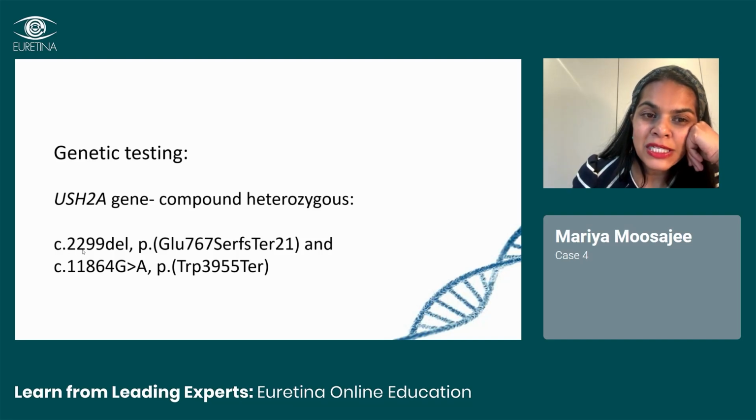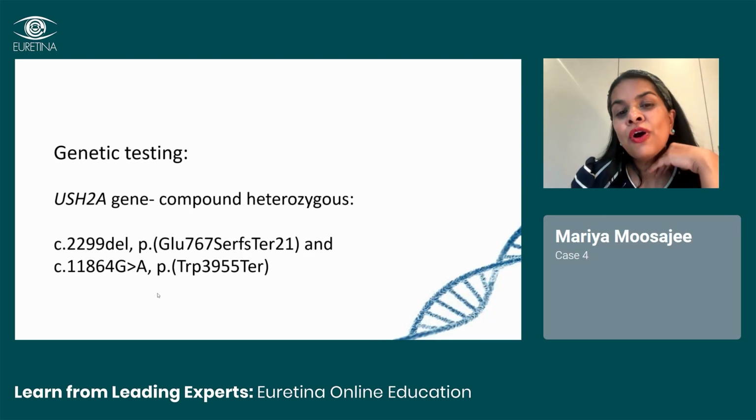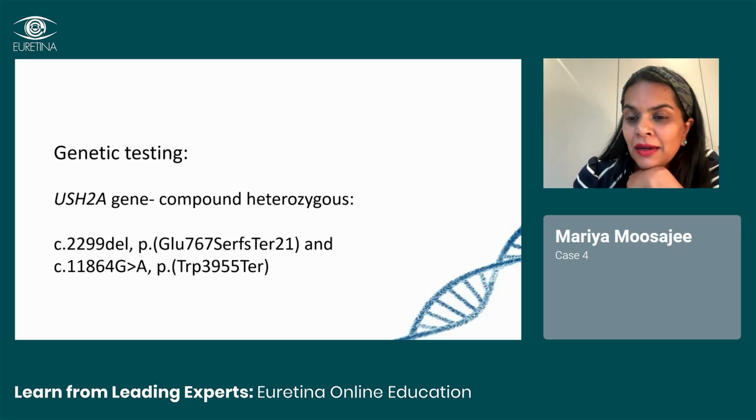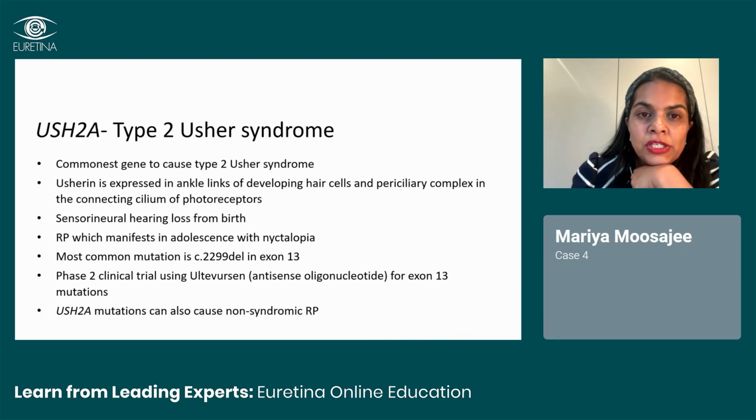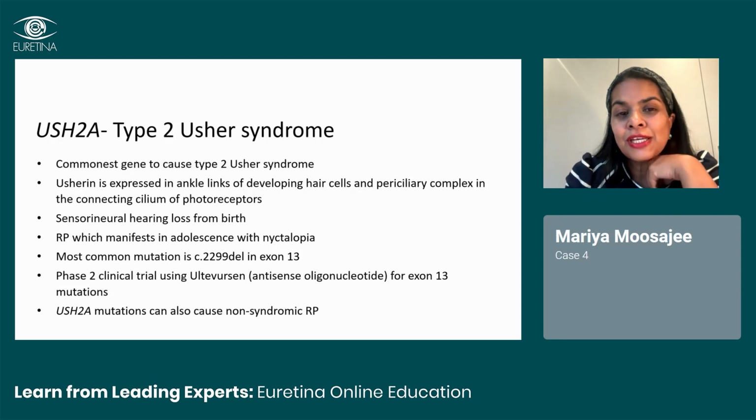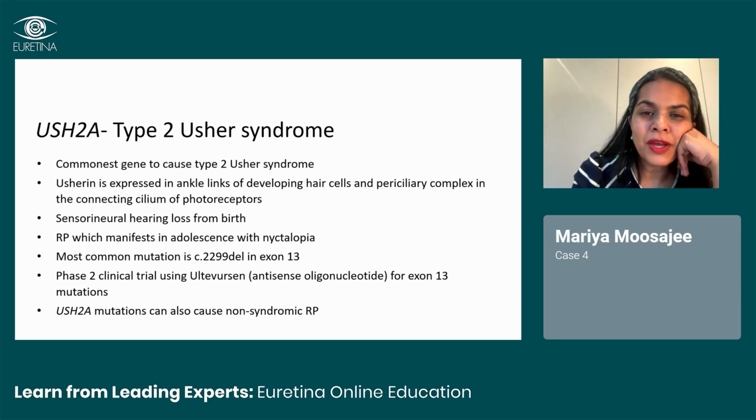So it's 2299 deletion. And this is situated in exon 13 of the gene. It's a mutation hotspot in this gene. And actually, this second mutation is very common in the Slovenian population. This is a founder mutation from Slovenia. So as I mentioned, it's the commonest gene to cause type 2 Ushers.